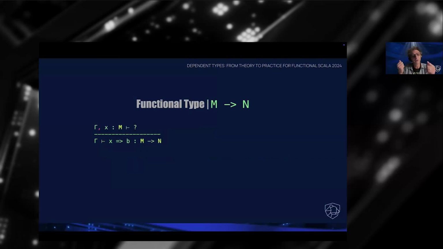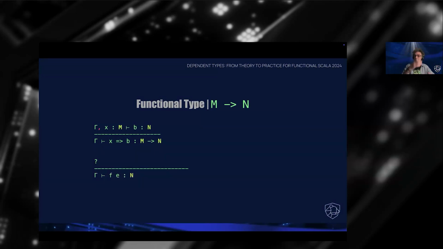And M should be linked to the variable x. So as a hypothesis, x should be of type M. And then after, we have to verify that b is of type N. Okay, this is what we call the arrow introduction.